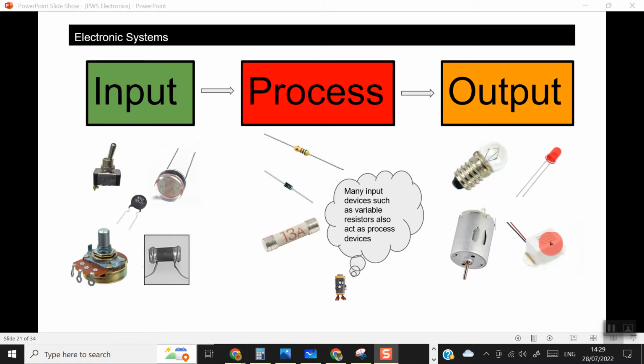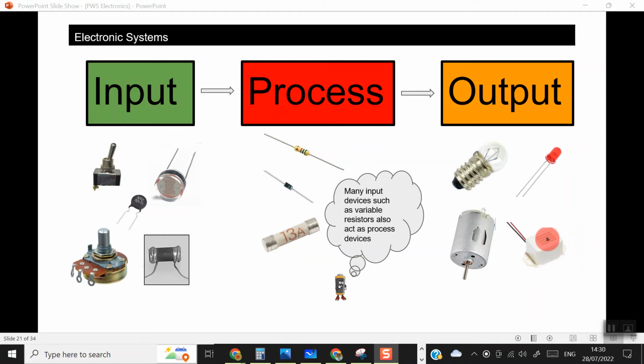As a common example, think of a simple circuit like a doorbell. The input would be that you press a button. The electricity gets processed through a circuit that might have resistors, diodes and fuses, and then it goes to an output, which would be the electrical energy being turned into sound energy, like in a doorbell.